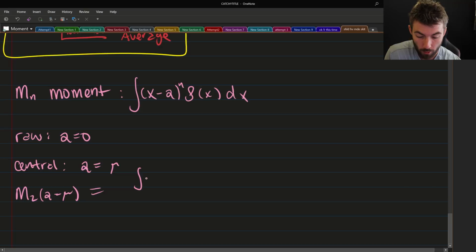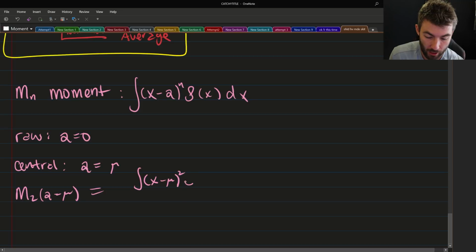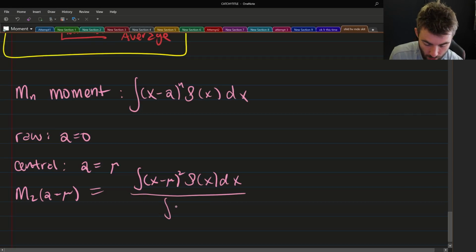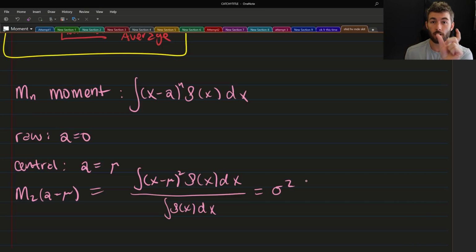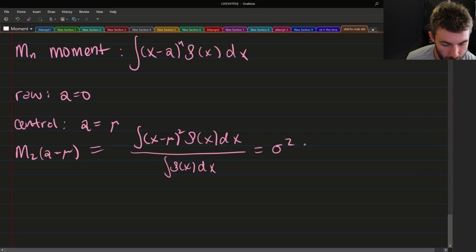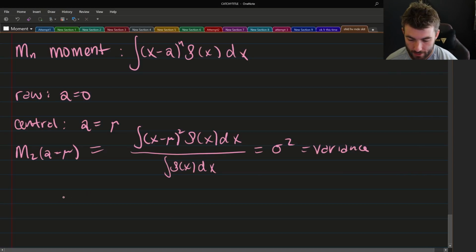So we're going to take that moment of (x − μ)², because it's a second moment, times that density, dx, normalized to the 0th moment, ρ(x) dx. This defines the variance, the standard deviation. It's talking about how, if you have a distribution that's centered on the average, how is the other data smeared around the average? So σ² is equal to the variance, where σ itself is just the standard deviation.